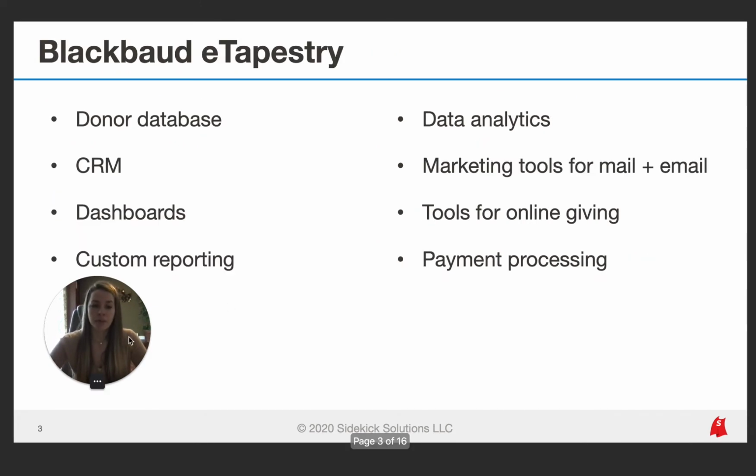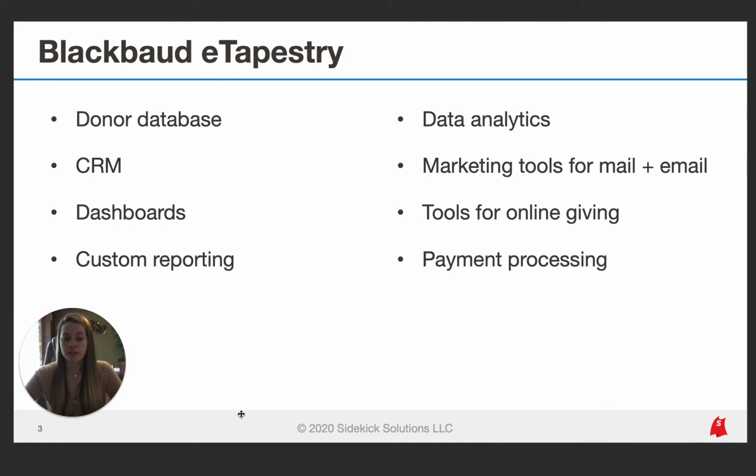So Blackbaud eTapestry is an all-in-one fundraising and donor management system for growing nonprofits. What this means is that eTapestry offers a variety of features, including it serves as your donor database and constituent relationship management system. It provides you with dashboards and custom reporting. There's built-in marketing tools to help you with online giving, and even integrated payment processing. So eTapestry really is kind of that all-in-one fundraising solution for a lot of different types of organizations.